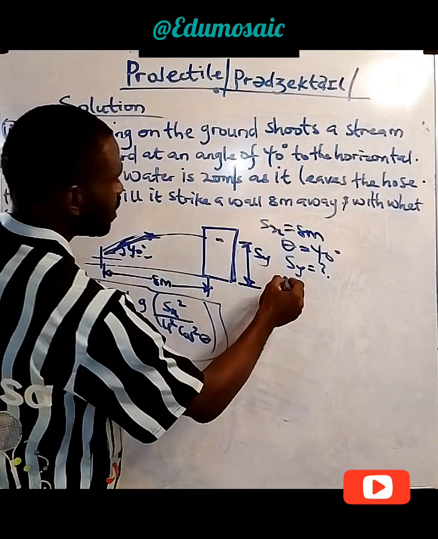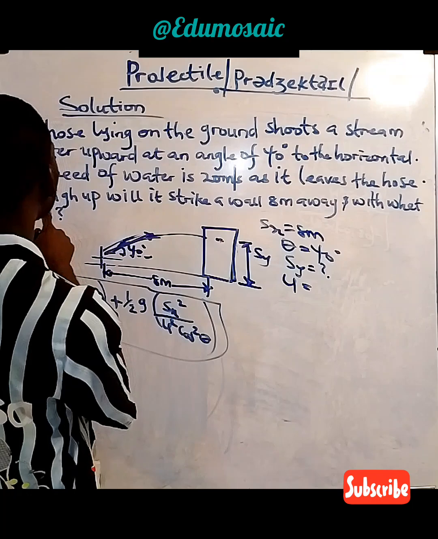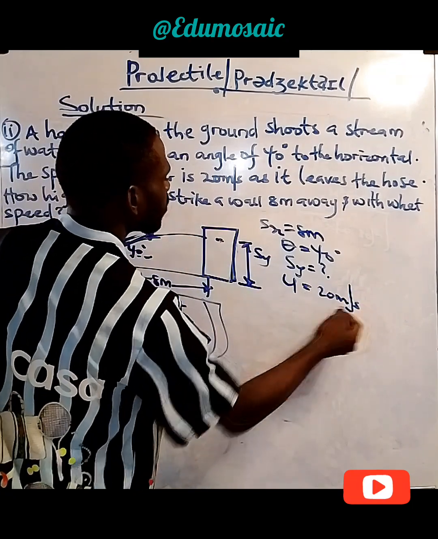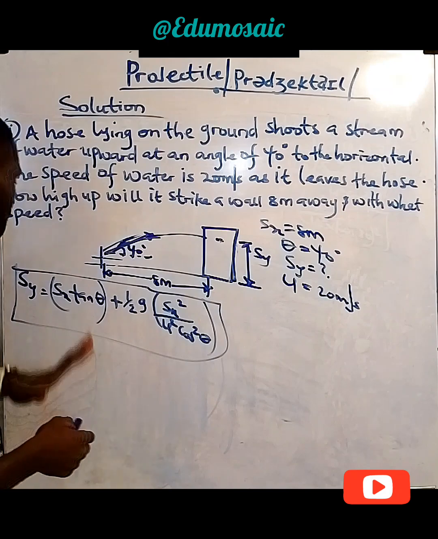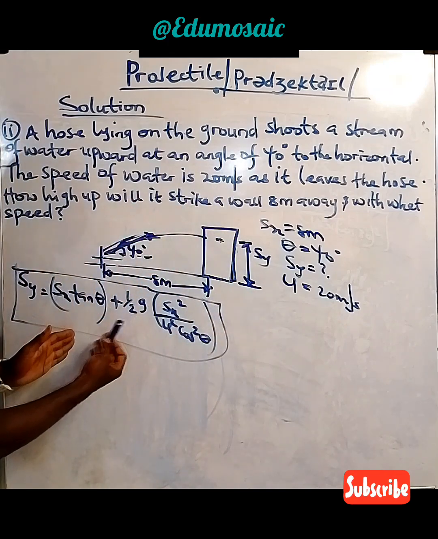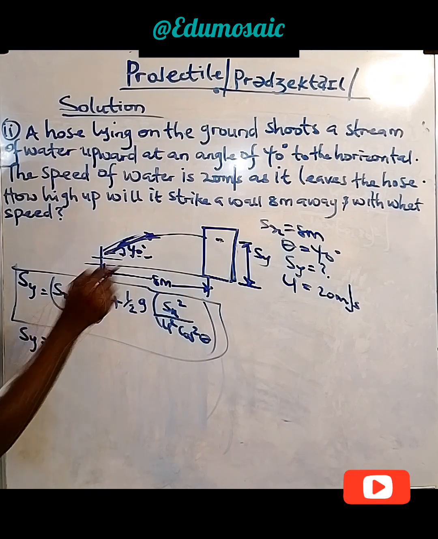The initial speed of the water is given. The water is being shot. The speed of water is 20 meters per second. Initial speed is just 20 meters per second. So now you're going to fix all these parameters into this very formula. As simple as that. So distance along the y-axis, how high up will it strike the wall?